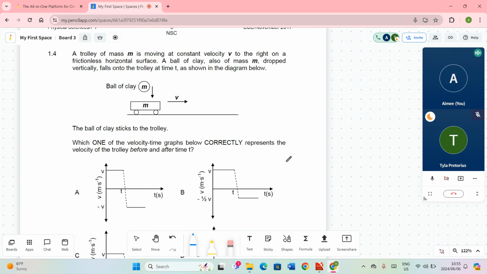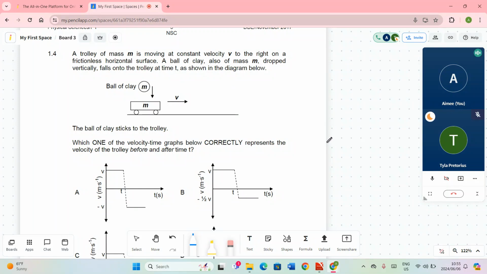1.4, a trolley of mass m is moving at a constant velocity of v to the right on a frictionless horizontal surface. A ball of clay, also of mass m, dropped vertically, falls onto the trolley at time t, as shown in the diagram below. The ball of clay sticks to the trolley. Which one of the velocity time graphs below correctly represents the velocity of the trolley before and after time t?